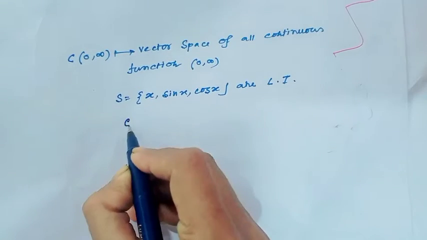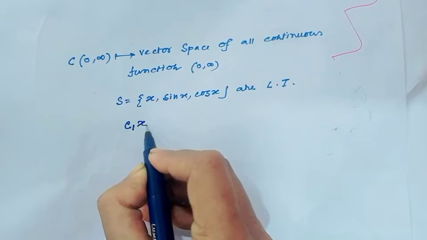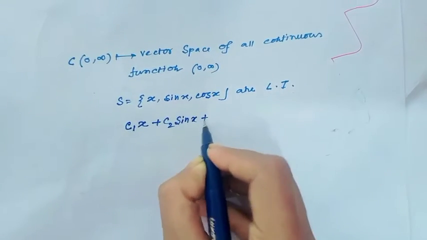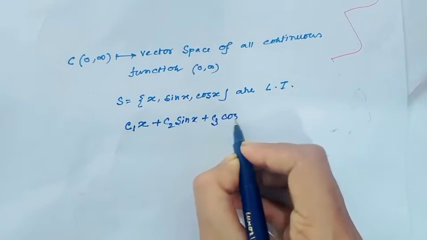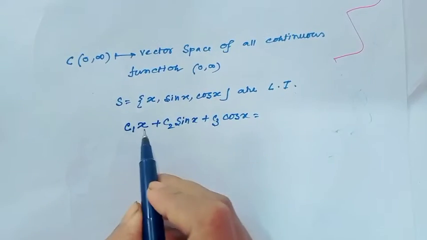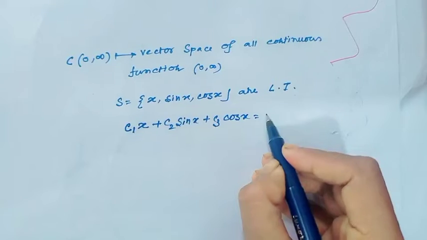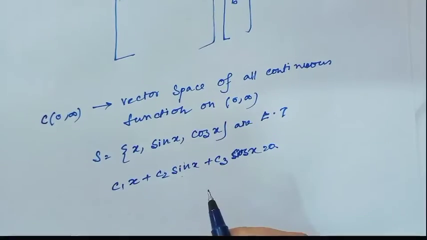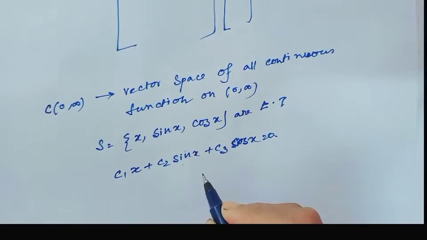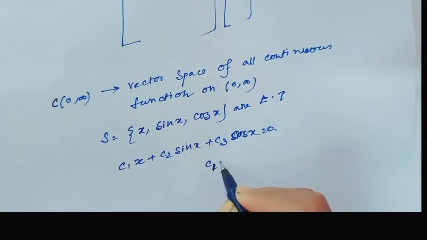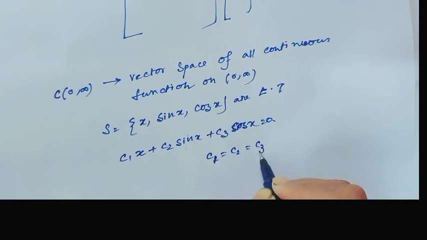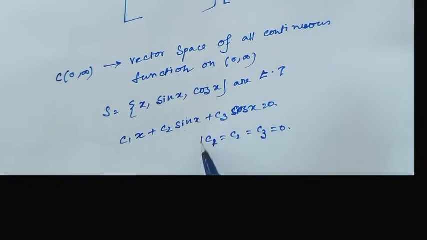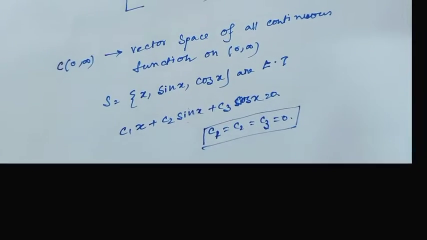For this, we have to check c1 x plus c2 sin x plus c3 cos x equal to 0. Here, since x, sin x, cos x are functions, 0 means the zero function. We have to check whether the scalars c1, c2, c3 are all equal to 0.